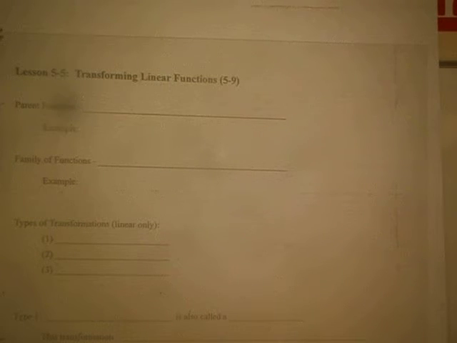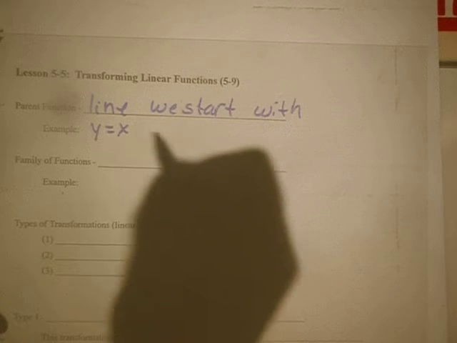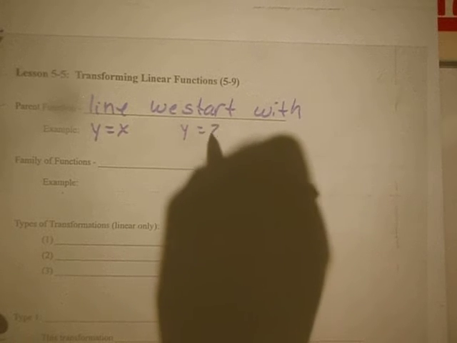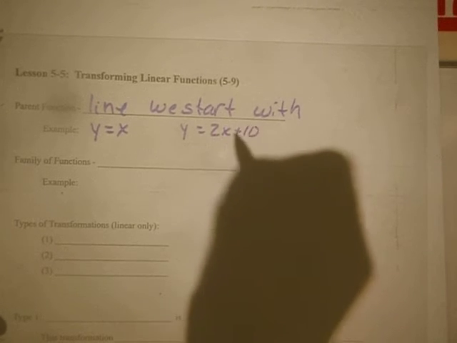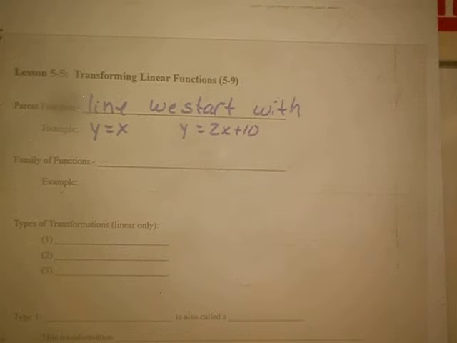Chapter 5, Section 5 is about transforming linear functions. And our parent function is going to be the first line that we start with. The most basic one would be y equals x. Might be y equals 2x plus 10. Most of the time it's going to be in slope-intercept form.